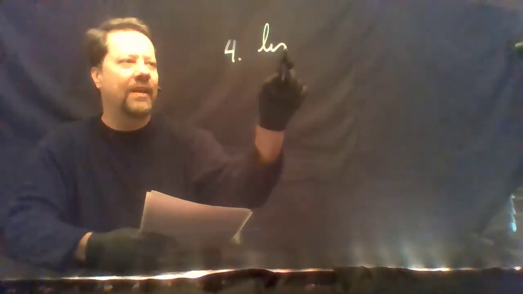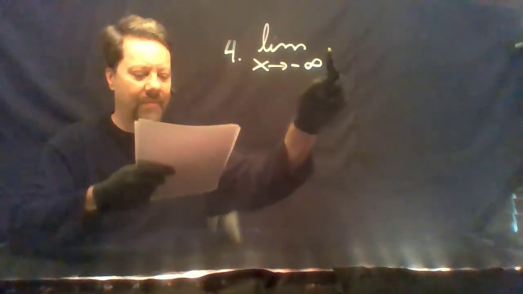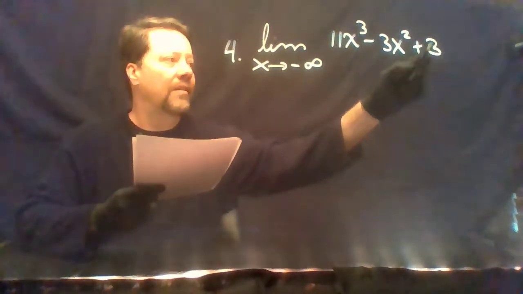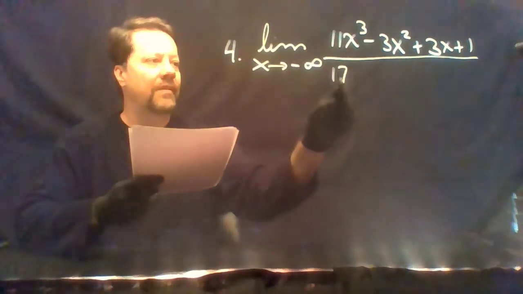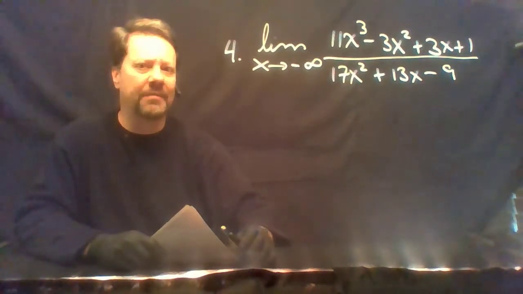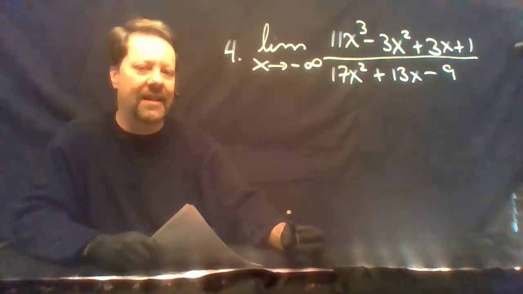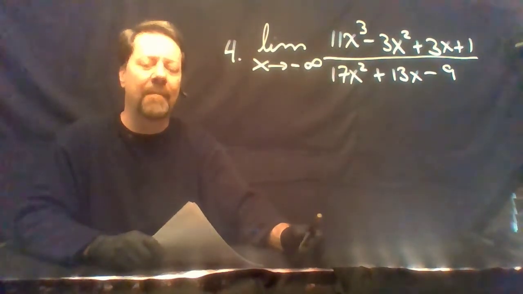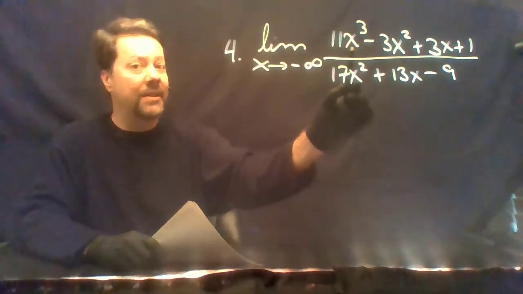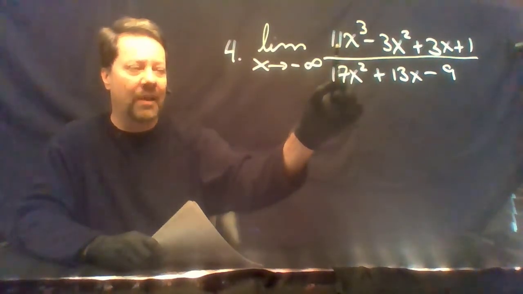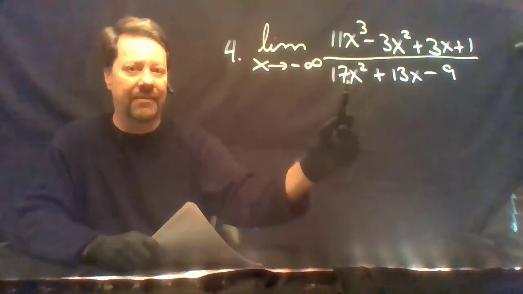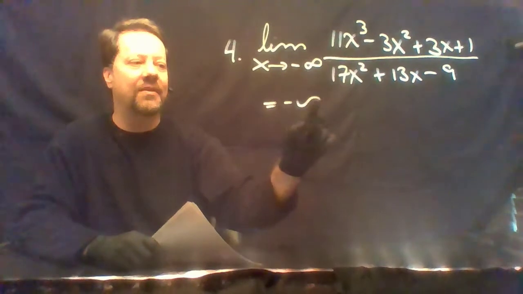On problem number 4, we have the limit as x goes to minus infinity of 11x cubed minus 3x squared plus 3x plus 1 over 17x squared plus 13x minus 9. On this problem, since the degree in the numerator is higher than the degree in the denominator, the limit is either going to be plus or minus infinity. We need to figure out which one. Since we're going to minus infinity, a negative large number cubed is still negative, and it's multiplied by a positive 11, so that ends up being a negative large number. In the denominator, since we have a square, we'll have a positive large number, but not as large as above. So the answer is minus infinity.